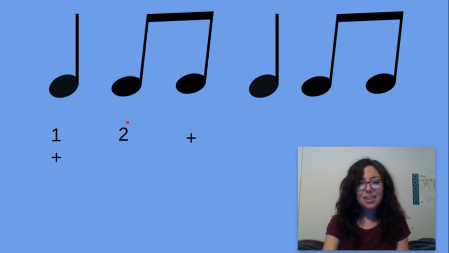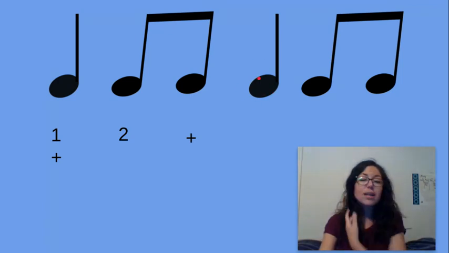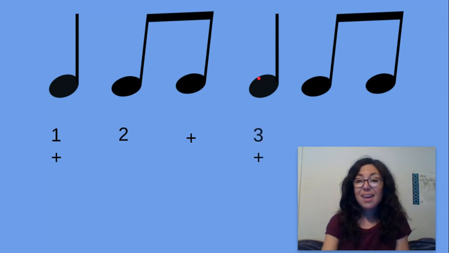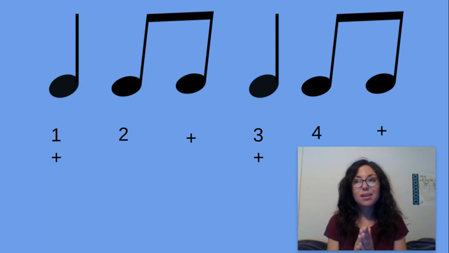And then after that, we see another quarter note. And we're now on beat 3, so this quarter note gets 3 and. Then we see two more eighth notes. Remember, each one gets either the number or the and. So this whole measure you see above me goes like this. It goes 1 and 2 and 3 and 4 and.